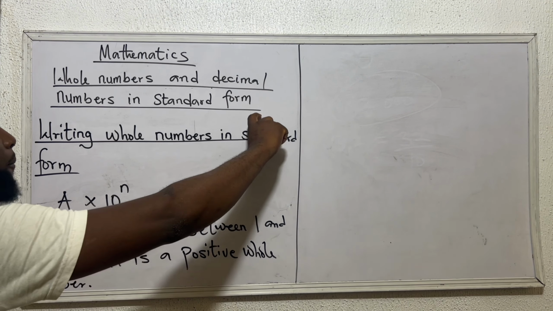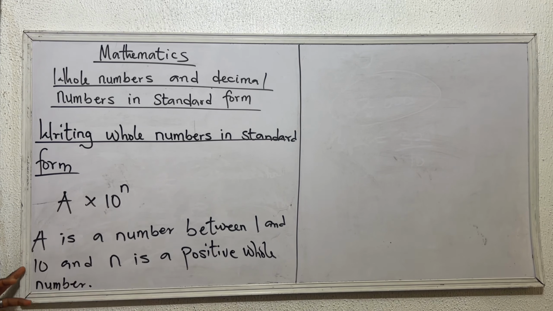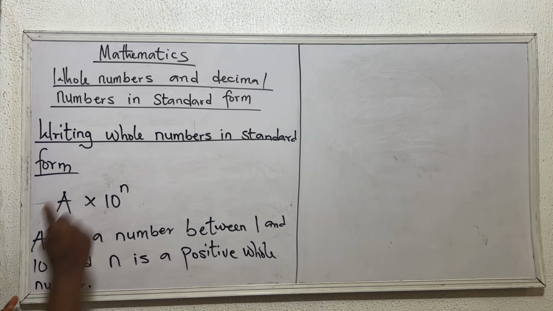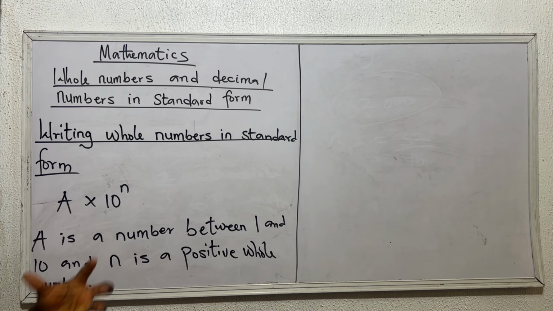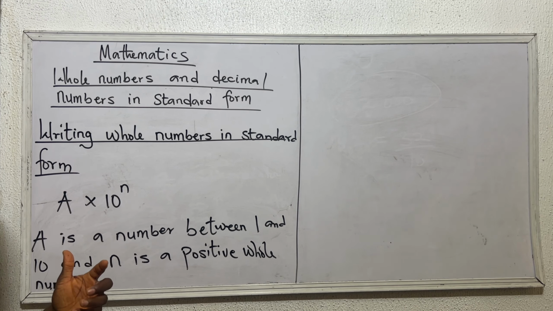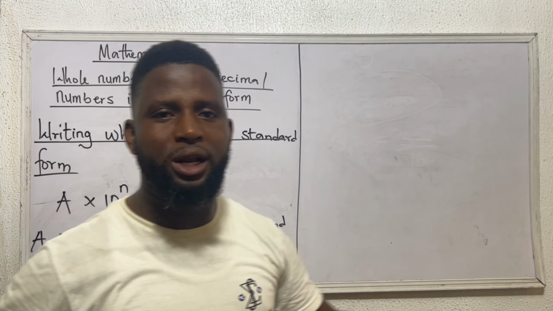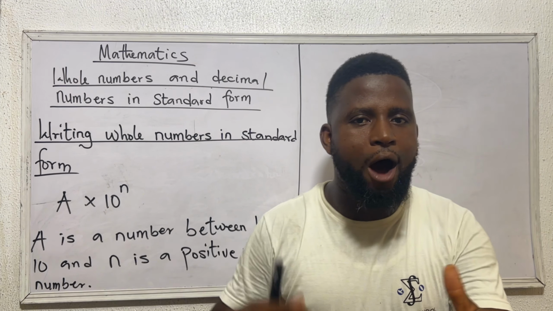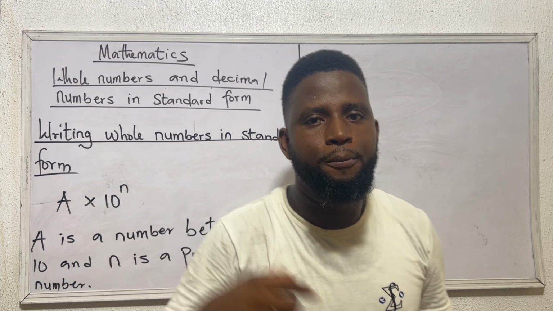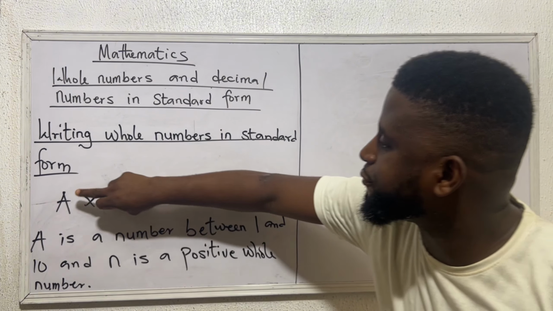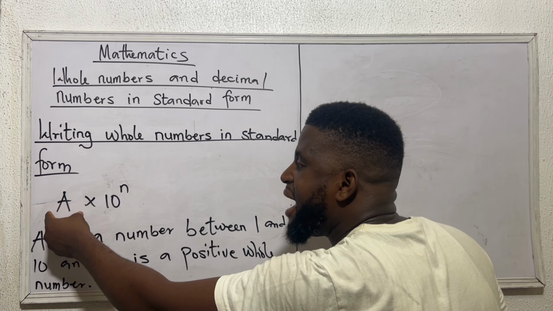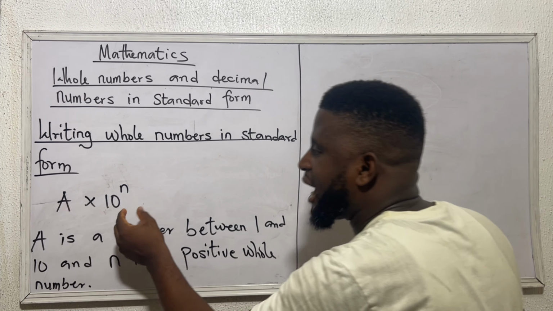So to write a number in standard form is to express that number in the form a times 10 raised to the power of n. A and n here are variables representing an unknown number or an unknown quantity, right? Recall that a variable in mathematics is a letter or a symbol that is representing an unknown number or quantity. Now, to write a number in standard form is to write it in this expression, such that we can now find a, we can now find n.